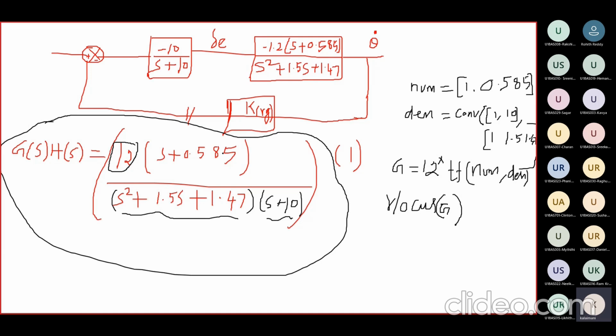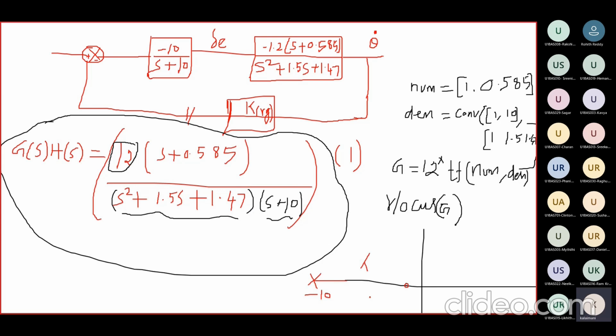Or otherwise, if you want to sketch it theoretically, please locate your poles and zeros. One zero is located at s equal to minus 0.585. The zeros are marked as a small circle. Then, solving this equation, another pole is located at s equal to minus 10. Then solving s square plus 1.5s plus 1.47, we will get the poles.